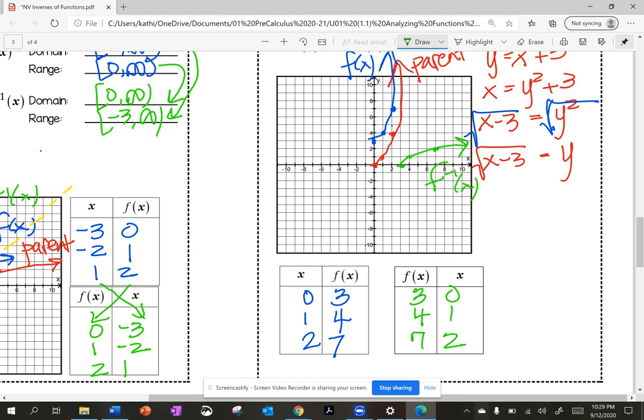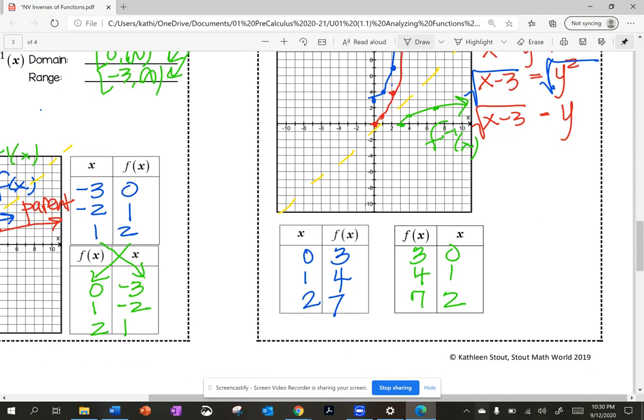And I know if I did it right, if when I'm plotting, they're symmetrical over the y equals x line. So if I fold my paper in half on the y equals x line, I should have the same thing. Okay, so it looks good.